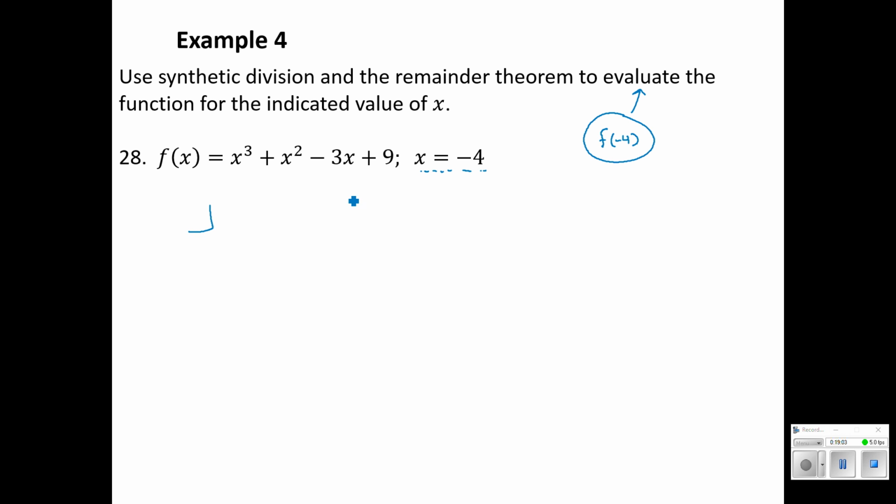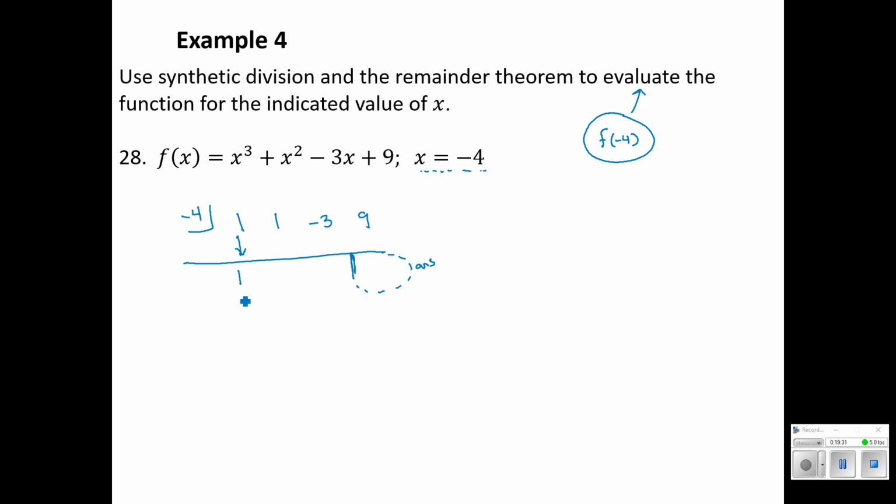So we set up our box. Notice that I do not have a factor that I'm dividing by. I have a solution. Now we do not need to change the sign. It's just that negative 4 that goes in. I got 1x cubed, 1x squared, negative 3x, and positive 9. Did not need a placeholder. And then here, this remainder, that's why that separator again is so nice, that will be our answer.